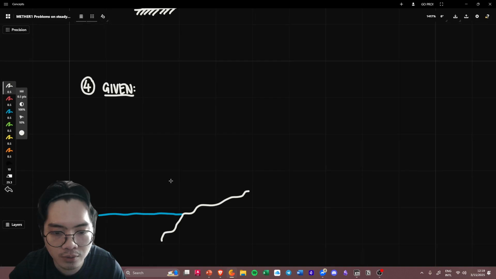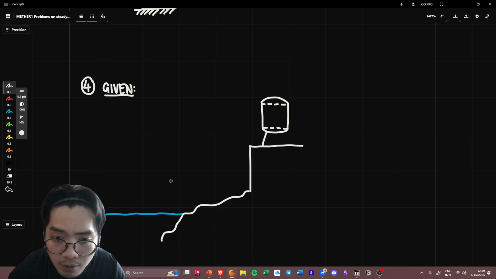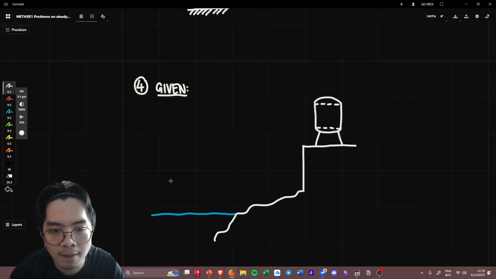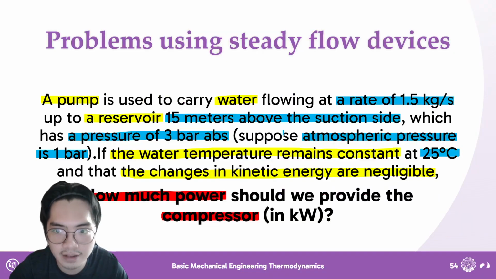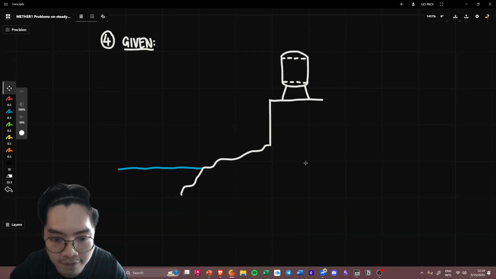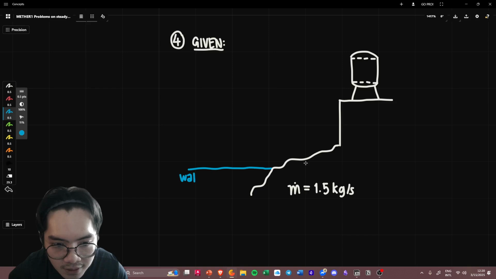But suppose we have this reservoir up here. Actually, we have a tank. I'm just getting this from the book. You can see this is also in the Moran and Shapiro book, the same one where we're getting the steam tables from. They said the water is flowing at a rate of 1.5 kilograms per second. There you go. Obviously this is water, but let's still put it there.